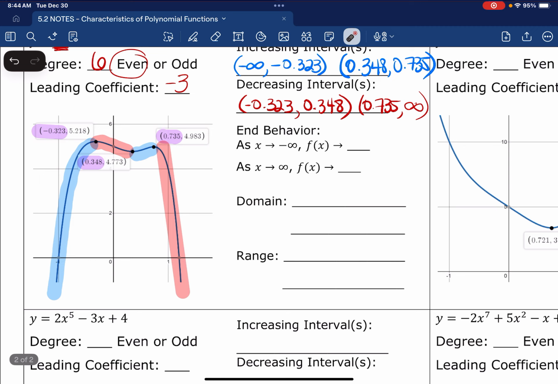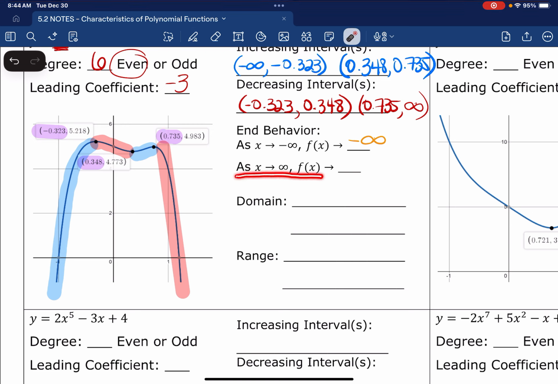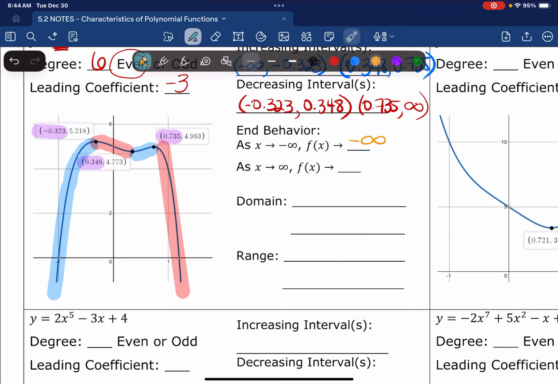I told you we had sentence stems, right? As x approaches negative infinity, what is f of x approaching? It's also approaching negative infinity. Okay, as x approaches positive infinity, so as x moves further and further to the right, what is happening to our function? It's also approaching negative infinity.